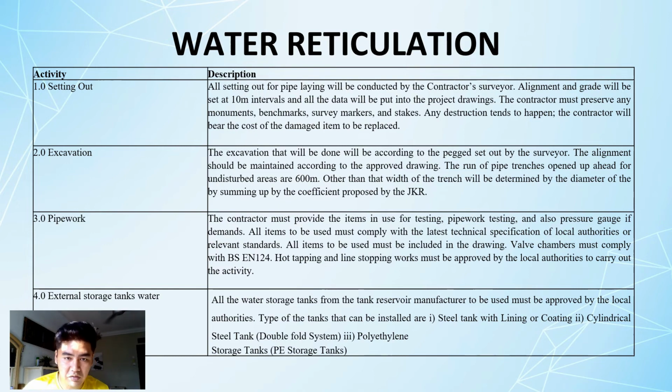Next activity, the external water storage tank. All the water storing tanks from the tank reservoir manufacturer to be used must be approved by the local authorities. The types of tank that can be installed are, first, a steel tank with lining or coating. Second, a cylindrical steel tank, which is a double fault system. And third, a polyethylene storage tank, which is a PE storage tank.